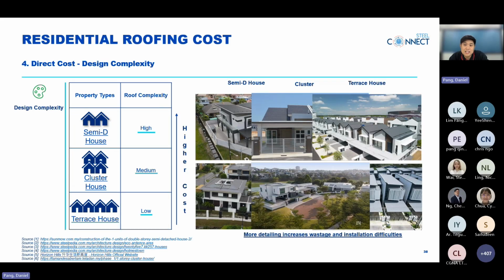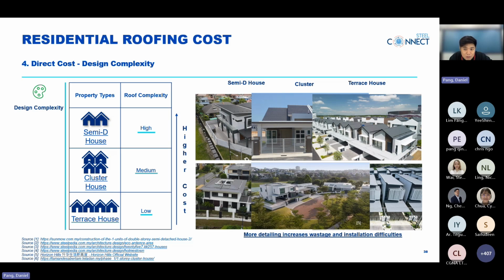Now let's move to the second component of direct cost, which is design complexity. Let's look at this by property type, starting with the semi-detached house. Semi-D houses usually have high roof complexity because they are more exposed, often customized for architectural expression. As shown here, even with the same house type, one design can be relatively simple, while another can be highly complex with multiple roof planes, valleys, and junctions.